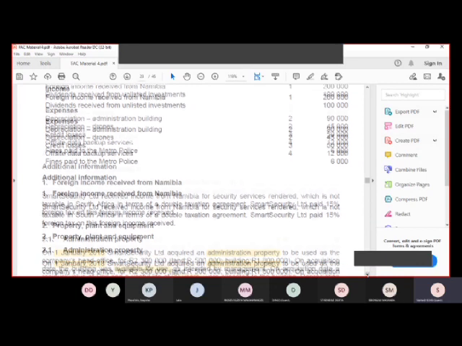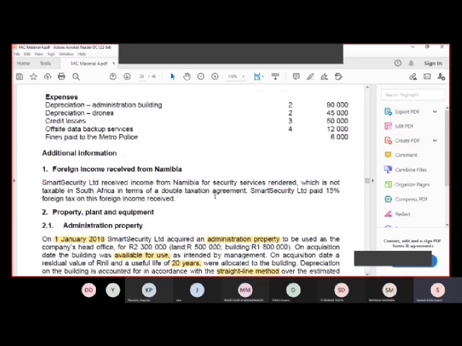Smart Security received income from Namibia for security services rendered, which is not taxable in South Africa. You see, this income we have included in that 2.4 million, but they are saying to you it's not taxable in South Africa in terms of the double taxation agreement. So it means that it was taxed in Namibia, so then it cannot be taxed in South Africa. So it means for tax purposes, you must subtract from the 2.4.